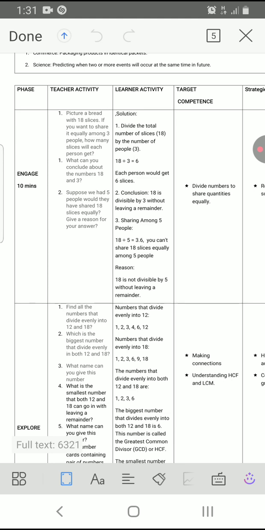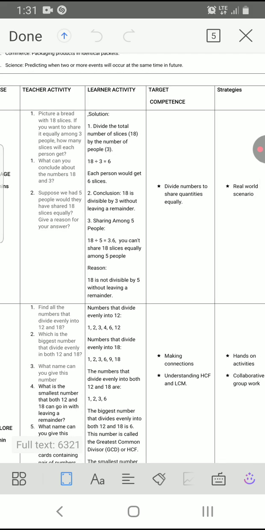If you have watched our first video, the examples we have given at engage and the exploration stage are all from our first video. But I want us to also pay attention to the target competence and the strategies which are used in this lesson plan.